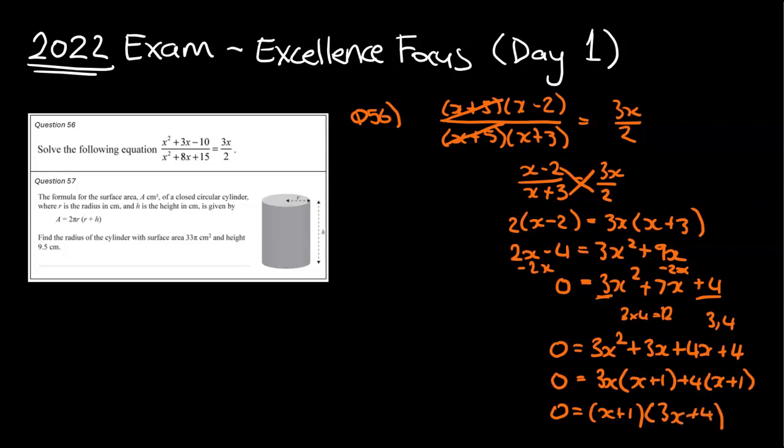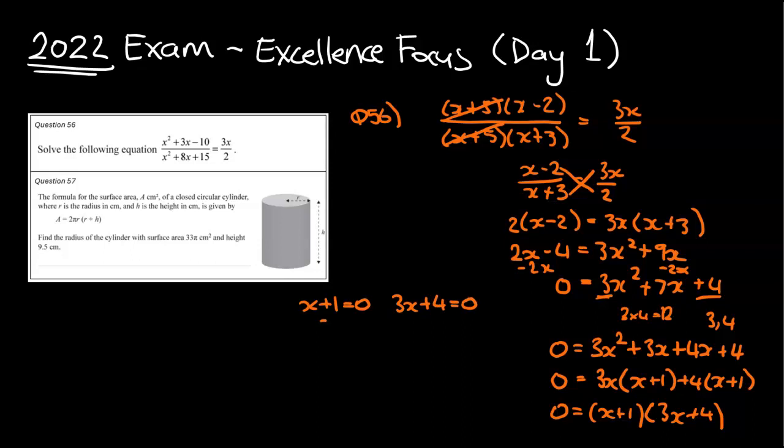So I've factorized. I can now get to the actual solving bit. So my first answer will relate to the first bracket, so x plus 1 equals 0. And my second answer will relate to my second bracket, 3x plus 4 equals 0. I now solve both of them.